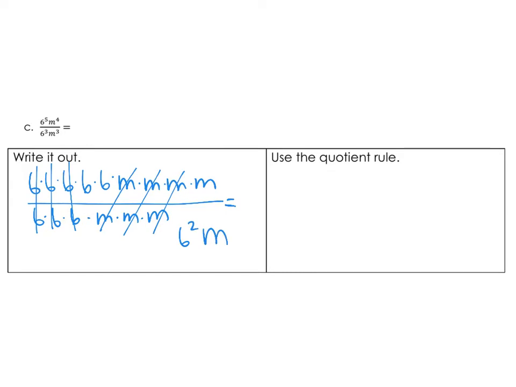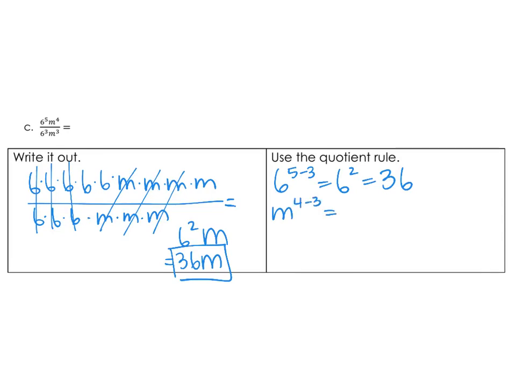Now we also know that 6 squared we can do on our calculator, which would give us 36, and that m is just going to stay m. We could have also used that rule we talked about by subtracting our exponents. So the 6's, we had a 5, and on bottom we had a 3, so 5 minus 3 would give us 6 squared, which again we know equals 36. And with the m's, we had a 4 on top and a 3 on bottom, so 4 minus 3 would give us m to the 1st, which we know is just m. So again, we would get 36m.